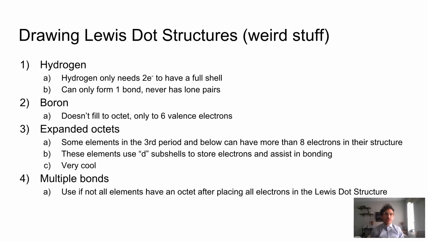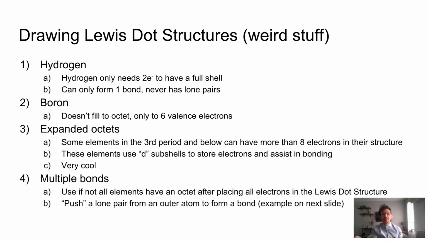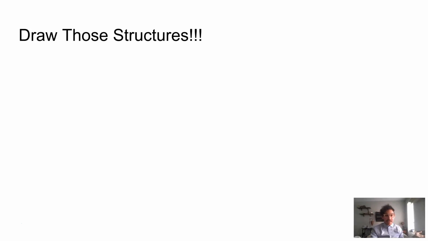Usually this will happen when you filled up your outer elements, but the central element still needs or is lacking an octet. So what we'll do in this case is we push an electron pair from one of our outer elements. If this is our middle guy and this is our outer guy, we take one of its electron pairs and we put it in the middle and we make it into a bond. And we'll see that in the next slide. Let's do that. Let's practice drawing some structures.